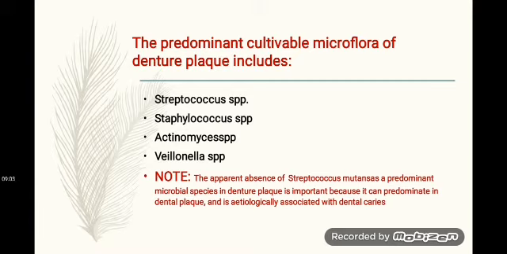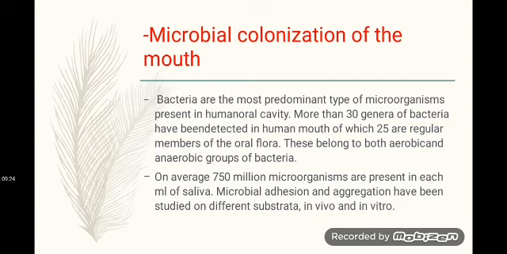Periodontium. The cultivable microflora of denture plaque includes Streptococcus species, Staphylococcus species, Actinomyces species, and Veillonella. Streptococcus mutans is so important because it can predominate in dental plaque and is etiologically associated with dental caries.